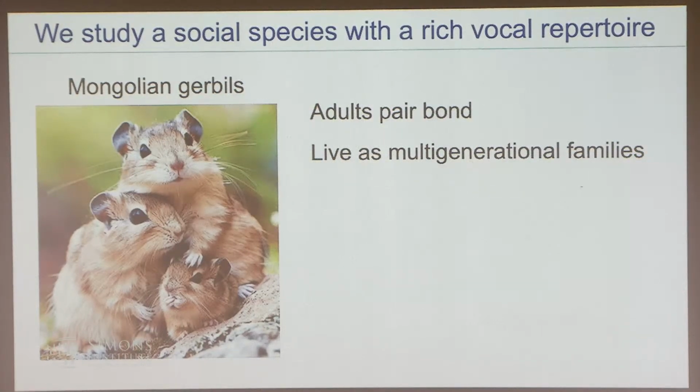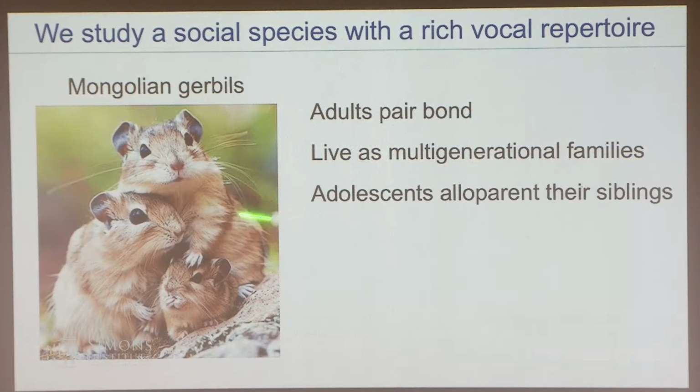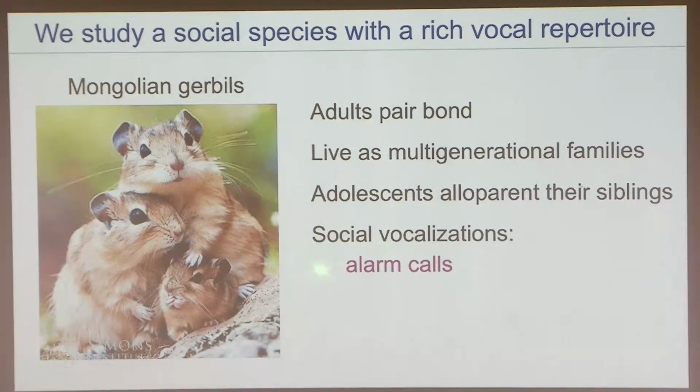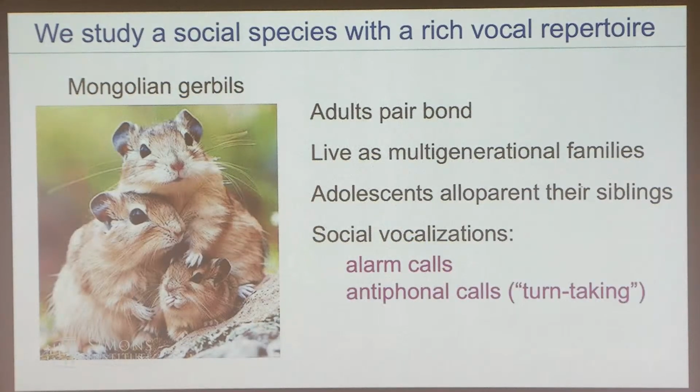So sibs stick around and their sexual maturation is suppressed for a generation, such that adolescents actually alloparent, or help take care of their younger siblings. And they have a large number of vocalizations, much larger than mice or rats. They have things like alarm calls to tell their friends of potential danger, and things like antiphonal calls. So this is something like turn taking. I call, you respond, I respond.